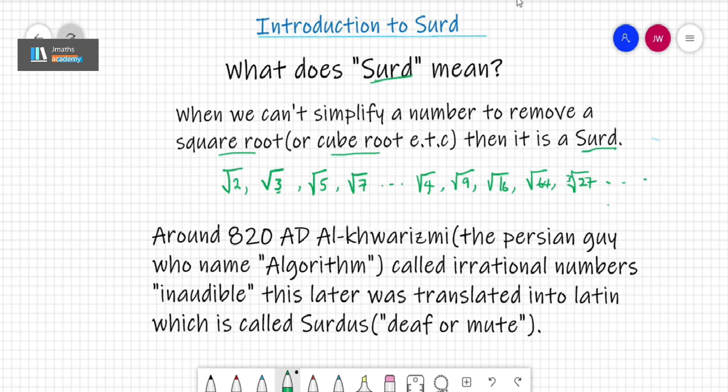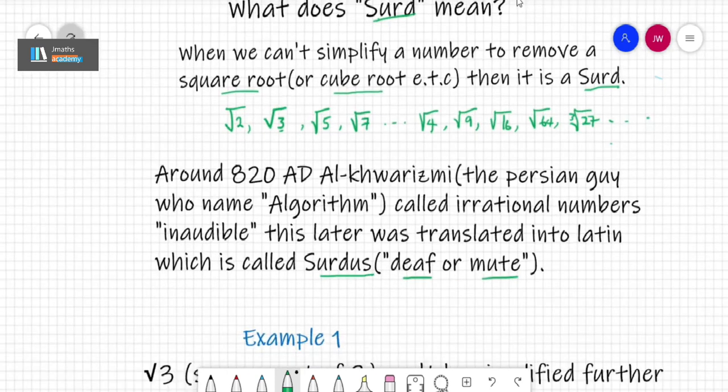And in addition, around 820 AD, Al-Khwarizmi, the Persian guy who named algorithm, called irrational numbers inaudible, and this later was transformed into Latin, which is called surdus. And surdus means deaf or mute. We got this from mathsisfun.com, so you can go there to get more explanation on the surds.